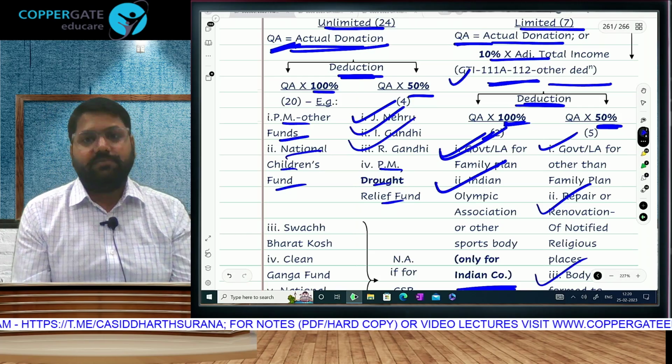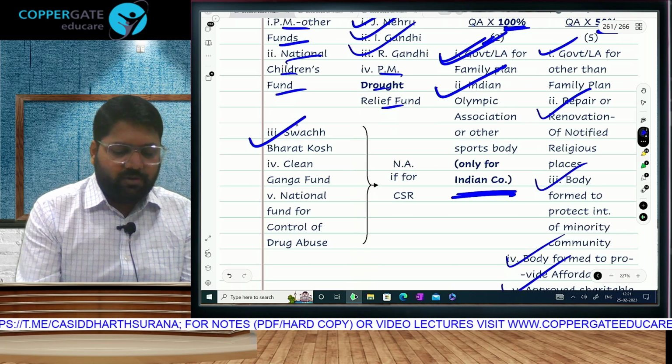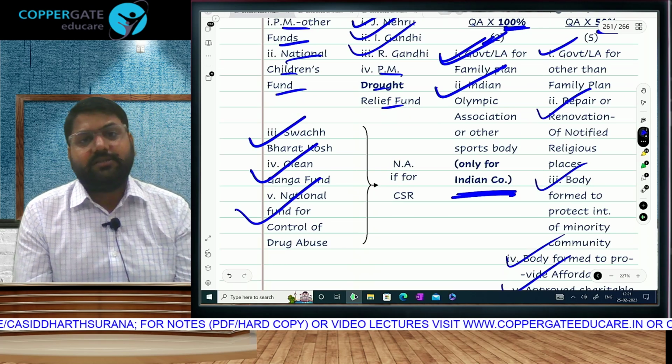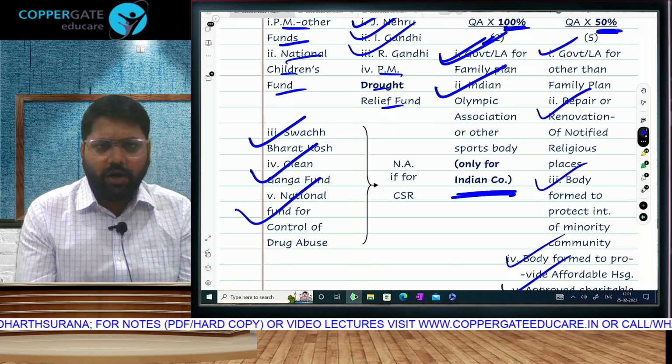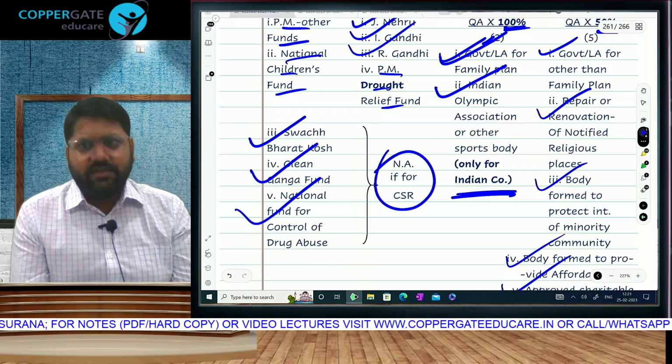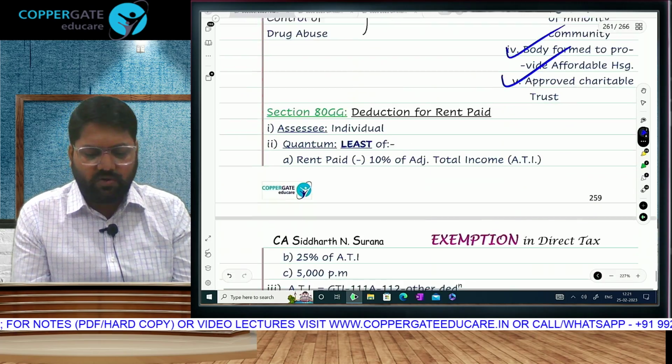National Children's Fund comes in 100%, and contribution to Swachh Bharat Kosh, Clean Ganga, National Fund for Control of Drug Abuse, they all come in 100%, provided it is not for CSR. If it is for CSR, then the deduction is not going to be allowed.